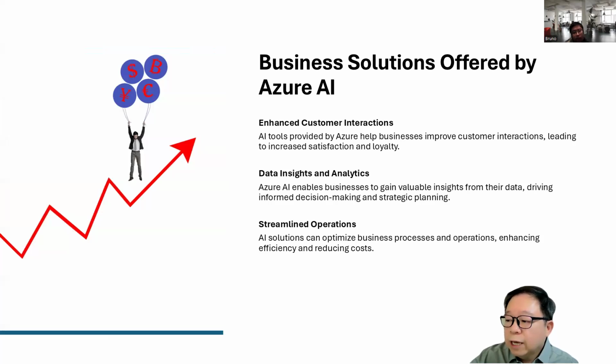The business can leverage AI to improve customer interaction. So you no longer just interface with them by email, WhatsApp, WeChat, and Zoom. Basically, you are able to have more in-depth communication. So you gain insight from the data and streamline the operation. So that is very important, right? So we want to enhance the customer interaction.